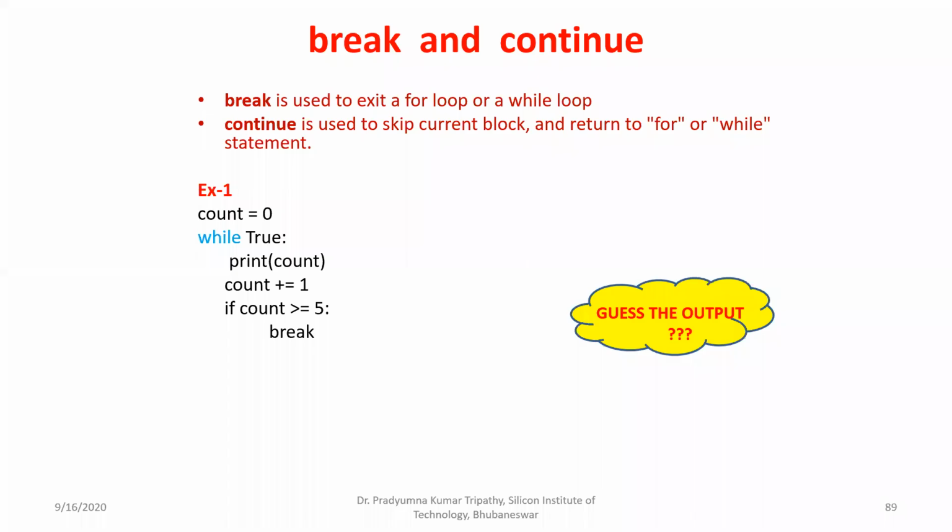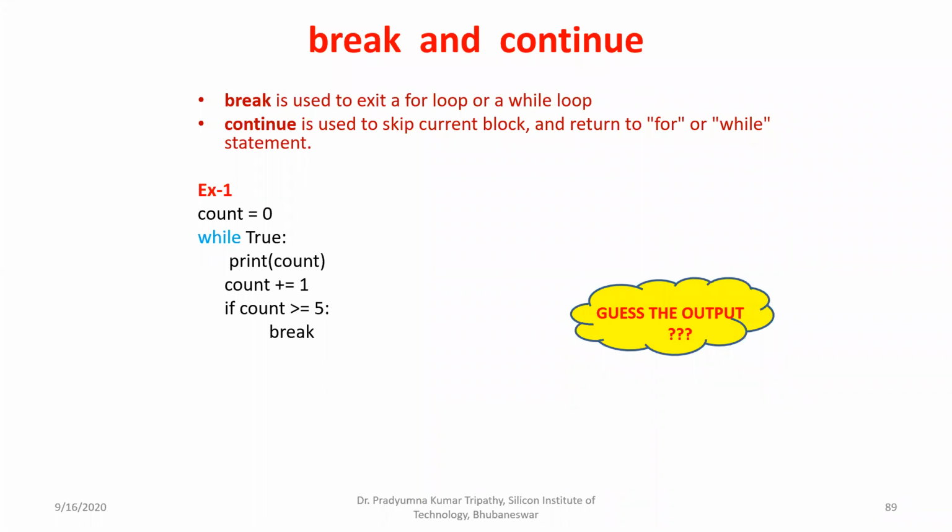Now look into this. We will go for another two statements. One is called break, another is continue. Break and continue, the meaning that you have used in the C language as well. The break is used to exit a for loop or while loop. Wherever you have any loop, you just use the break statement. The control comes out of that structure.